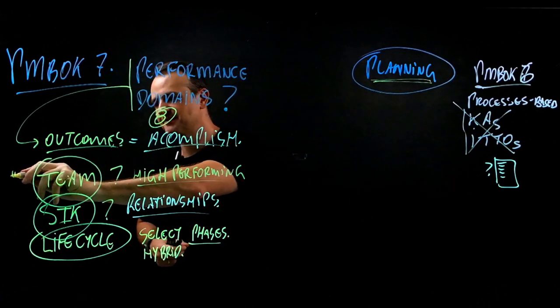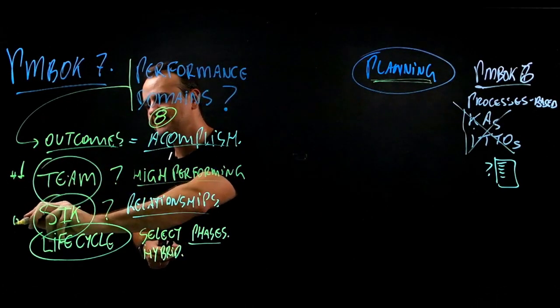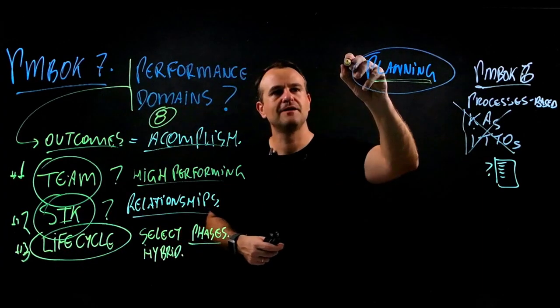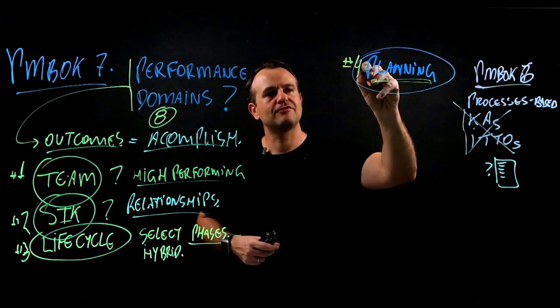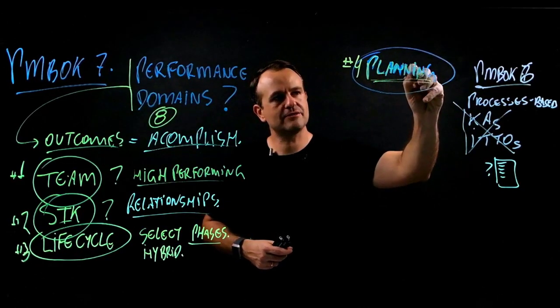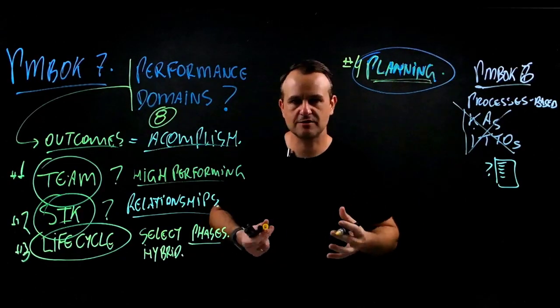Let me just put the numbers here. This is the first one, second one, then the third performance domain, and now moving to the fourth performance domain, which is planning as I just described it. So what is the right amount of planning we need for this particular project?